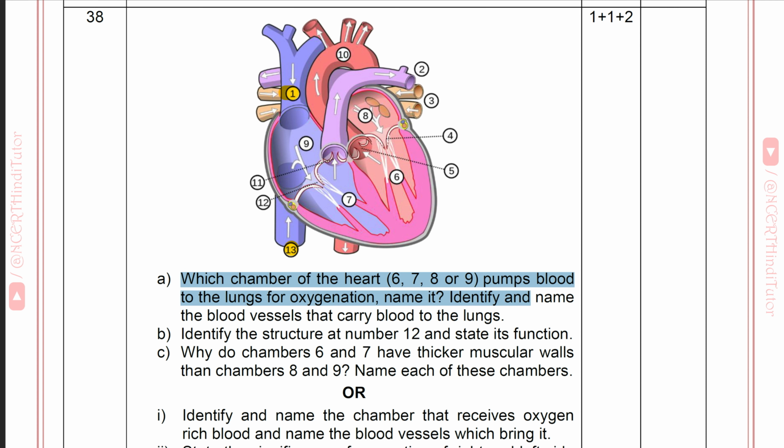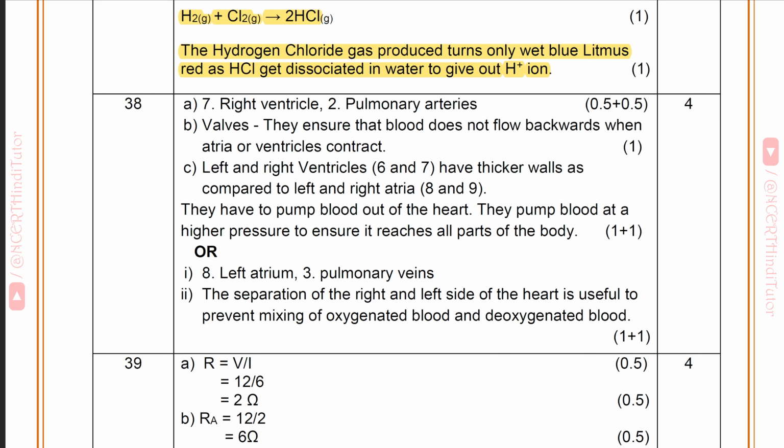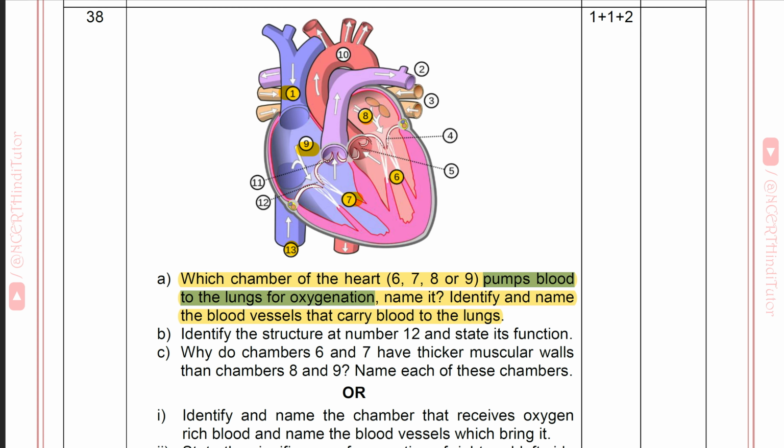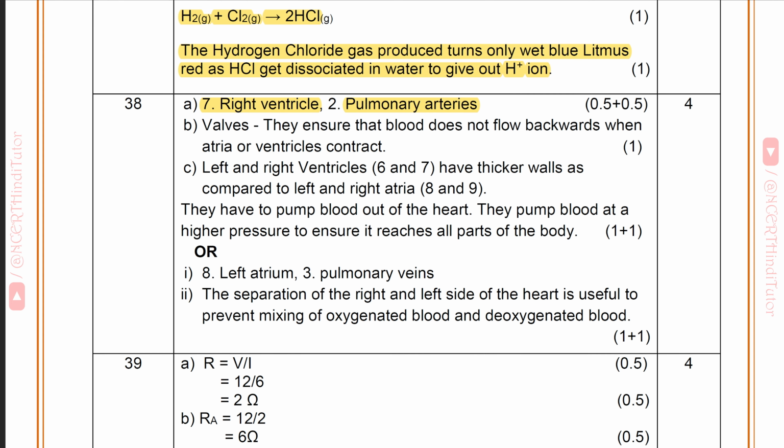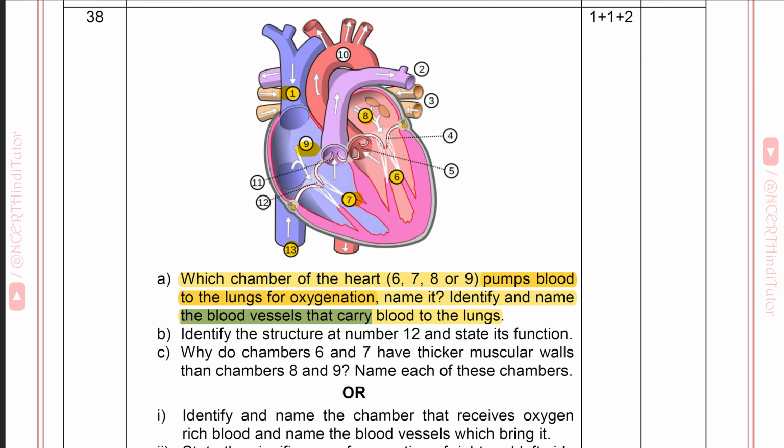Name it. Identify and name the blood vessels that carry blood to the lungs. So we have 6, 7, 8 and 9. So answer is A. 7. Right ventricle pumps blood to the lungs for oxygenation, and pulmonary arteries are the blood vessels that carry blood to the lungs.